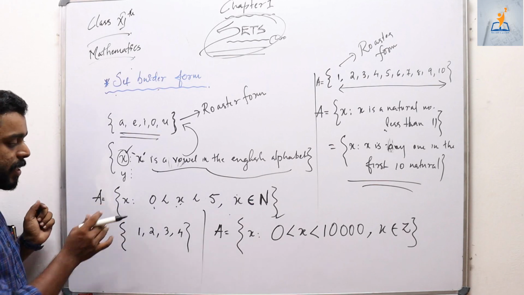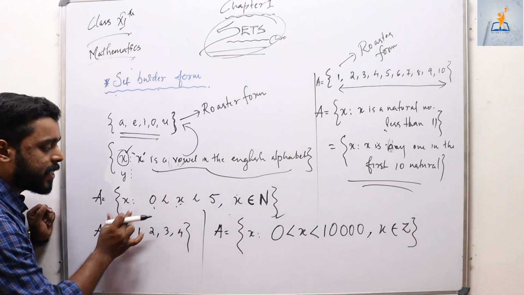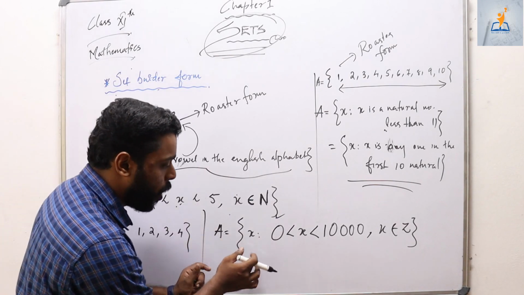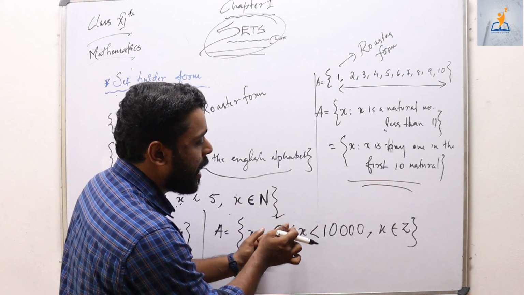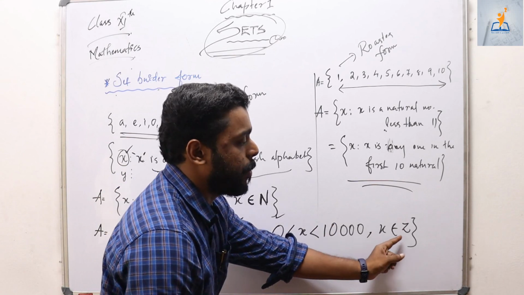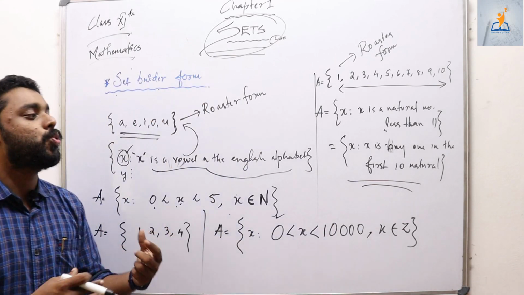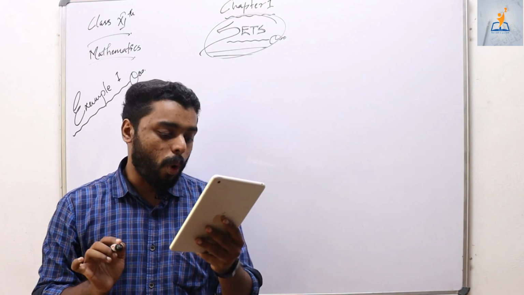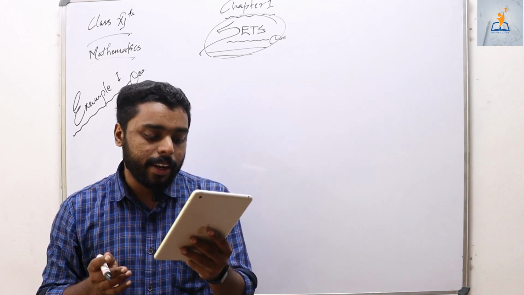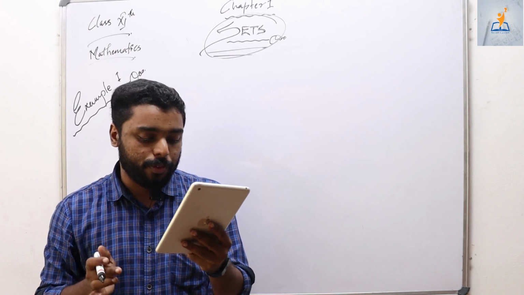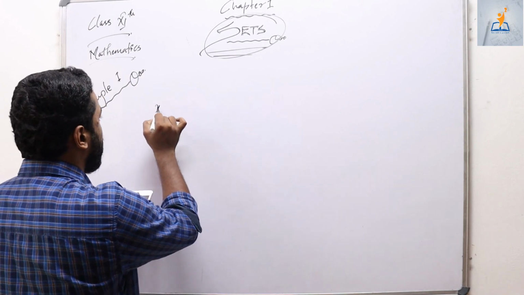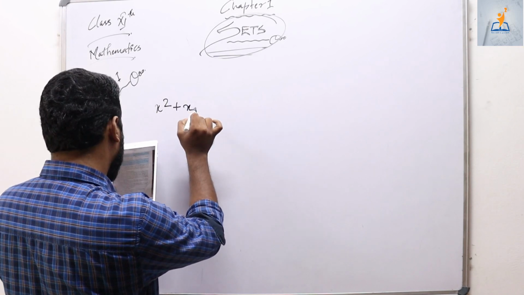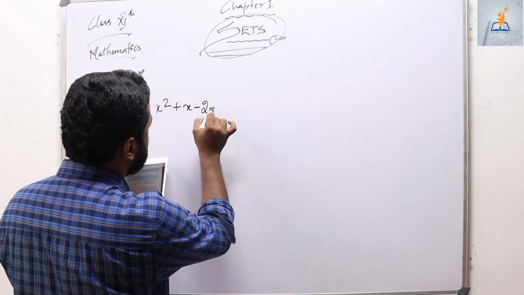You must read like this: set of all x such that 0 less than x less than 5. Set of all x such that 0 less than x less than 10,000 where x element of Z. This is the way to read the set builder form. Now we shall do example 1 of your textbook. The question is: write the solution set of the equation x square plus x minus 2 is equal to 0.